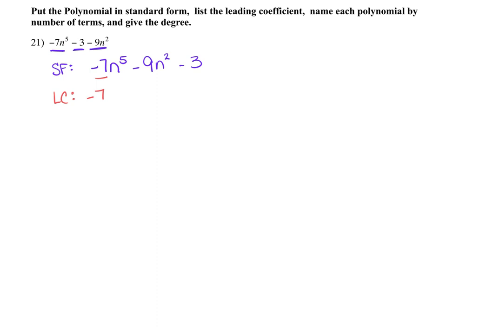Describe it. I need to name each polynomial by the number of terms. So if I'm naming it, I'm going to count 1, 2, 3 terms. That one actually has a special name. 3 terms is trinomial.